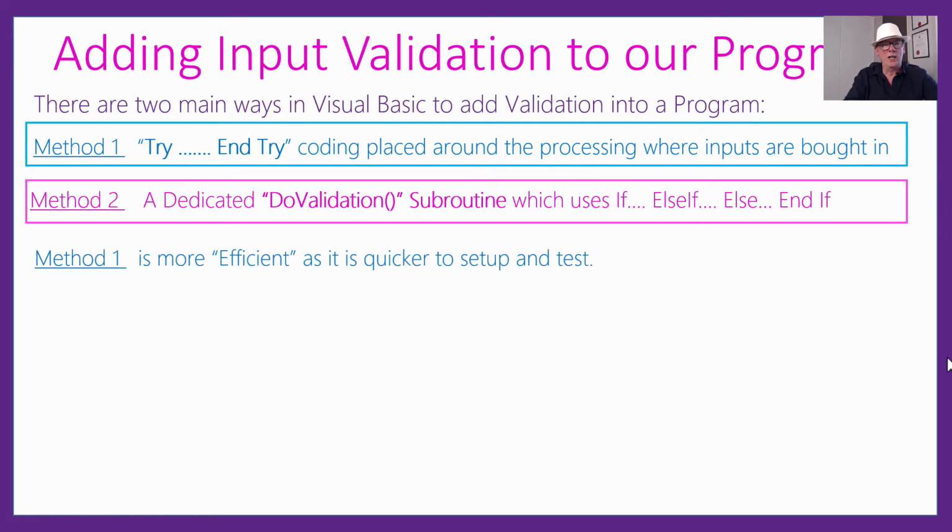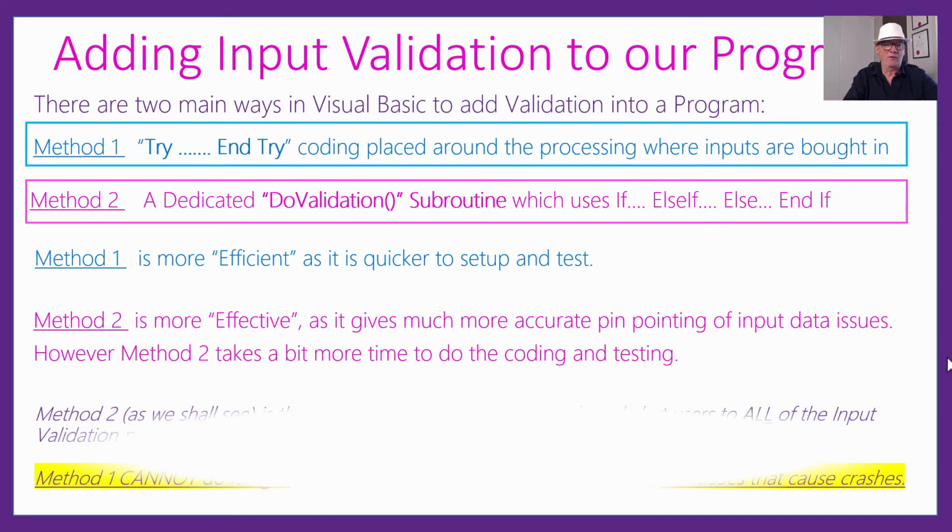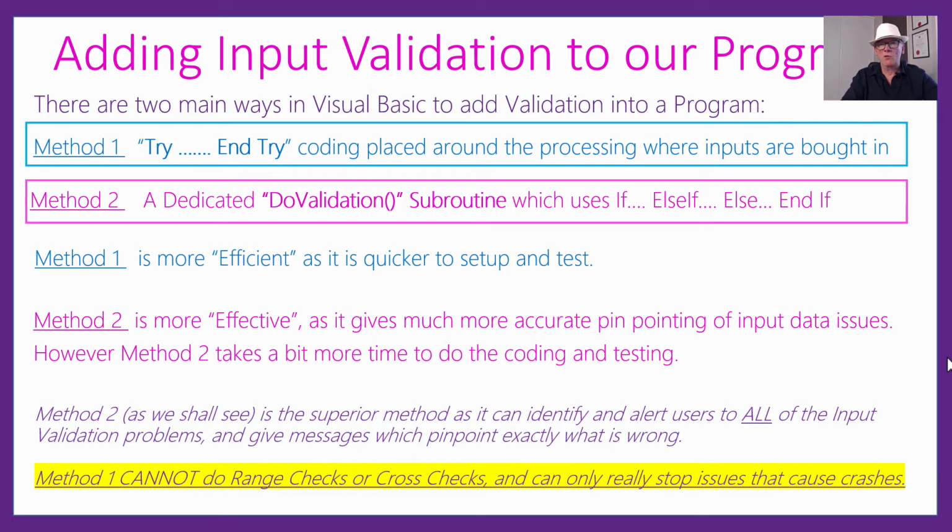Now, method one is really quick to set up and test, so it's highly efficient. If something's fast and easy to do, that's called efficiency in data processing and software development. Method two is more effective because we can actually pinpoint exactly what's wrong on the form and put up message boxes to give the user specific messages about what's wrong and how they need to fix it. So as we'll see in this lesson, method 2 is the superior method.